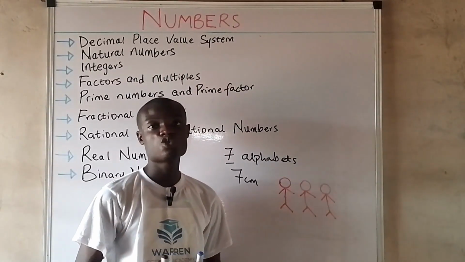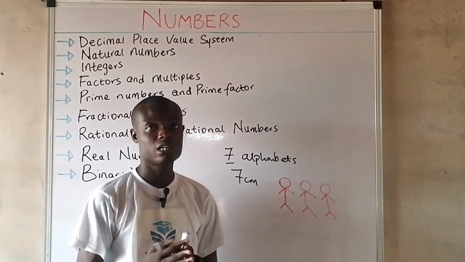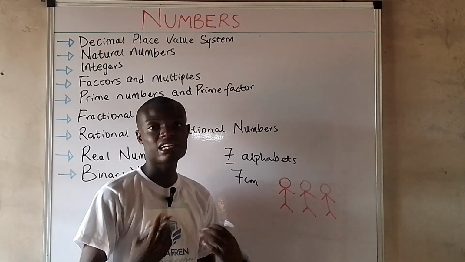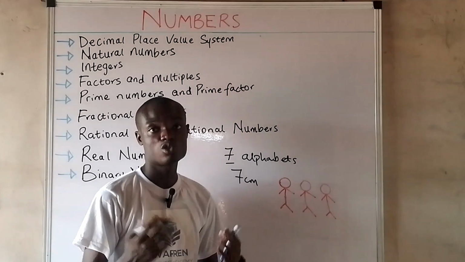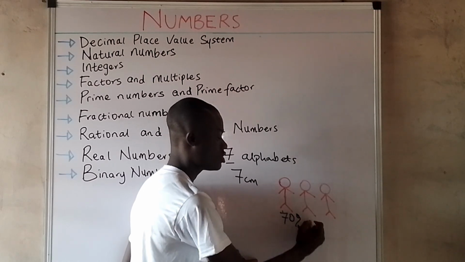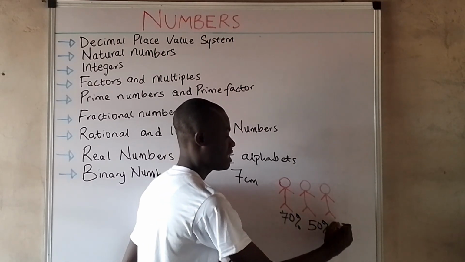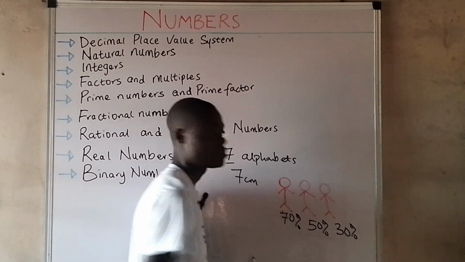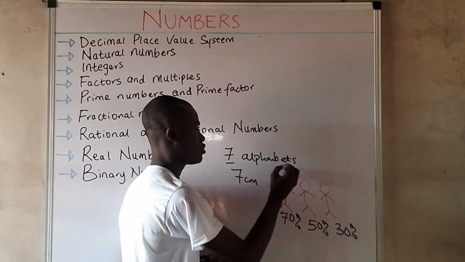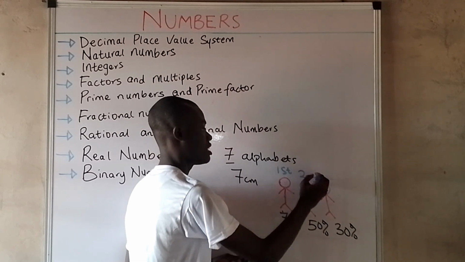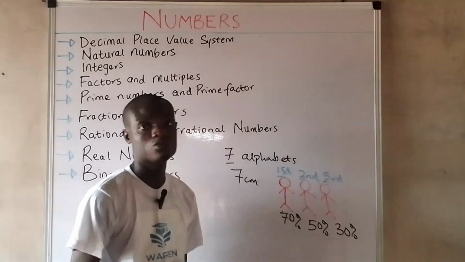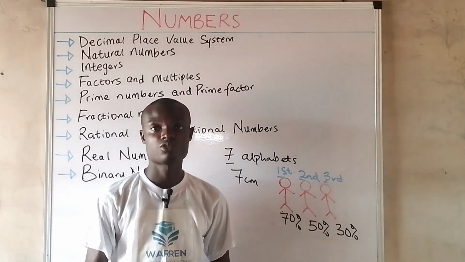And lastly, we can use numbers to label or order. By labeling or ordering, what do we mean? We have 3 students in a class, and let's assume after the conduct of the test, the first student got 70%, the second student got 50%, and the last got 30%. We can place these students in a given order by saying this student got 1st position, this student got 2nd, and this student got 3rd. So these numbers have helped us to label or order these students.